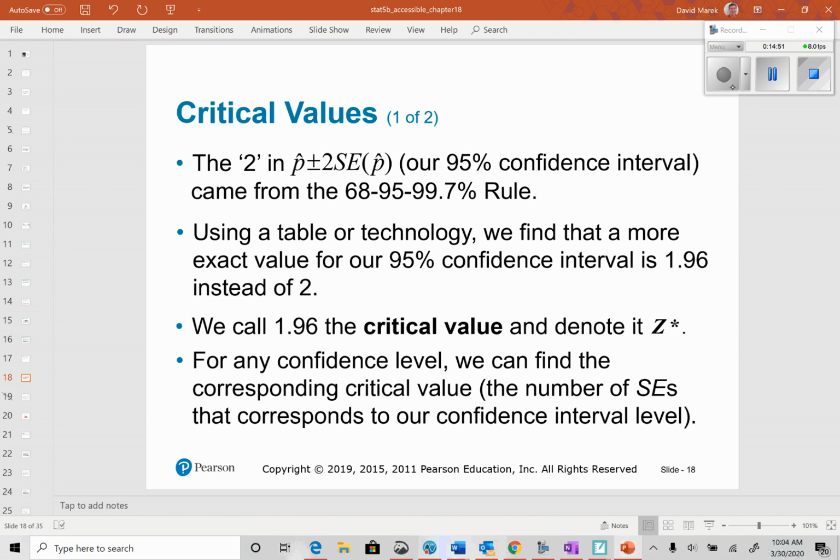They used two standard errors in our 95% confidence interval, but that's more of an estimate, rounding it to the nearest whole number. The exact value that we should be using for a 95% confidence interval here is 1.96. That's what we call a critical value, and again, z star. For any confidence level, we should be able to find the corresponding critical value, the number of standard errors that corresponds here.